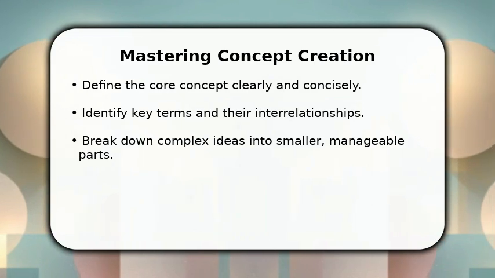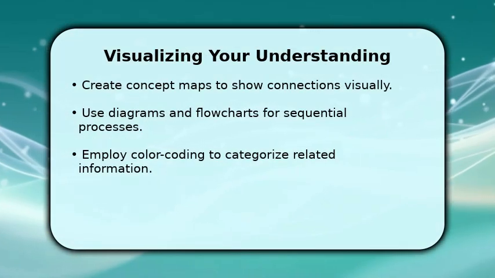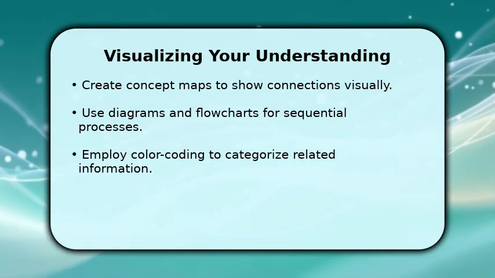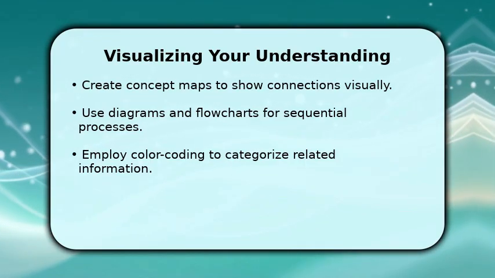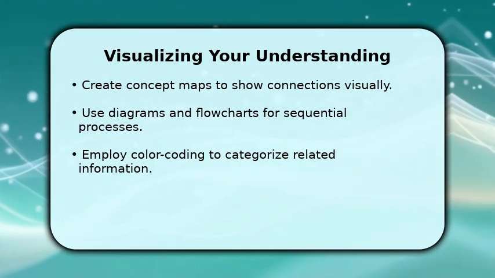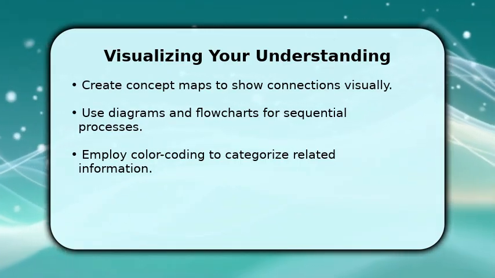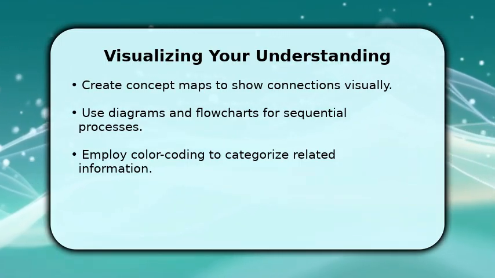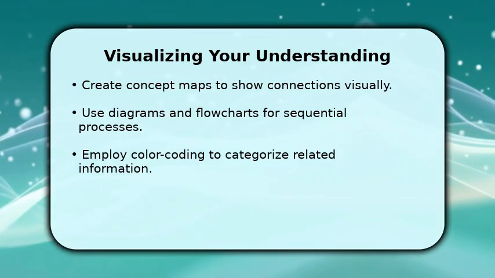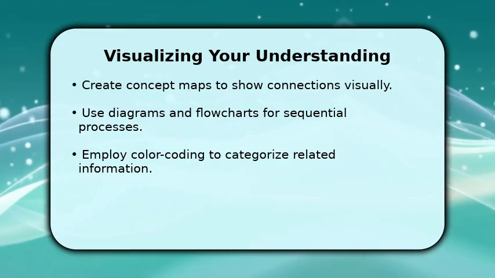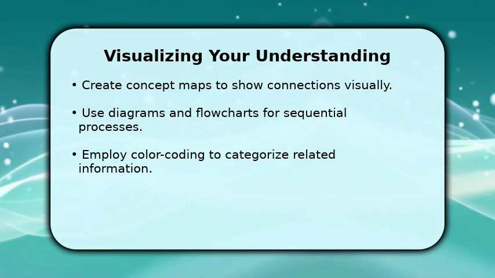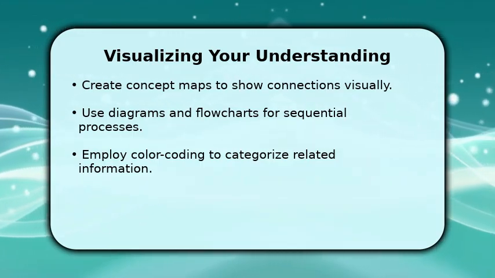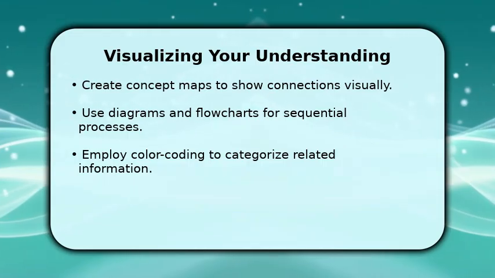Once you have a clear definition, visualize your understanding. Concept maps are excellent tools for illustrating relationships between ideas, using nodes and connecting lines. For sequential processes, diagrams and flowcharts can provide a clear, step-by-step representation. Consider using color coding to categorize related information, which can significantly enhance recall and comprehension. Visual aids make abstract concepts more concrete and easier to remember.